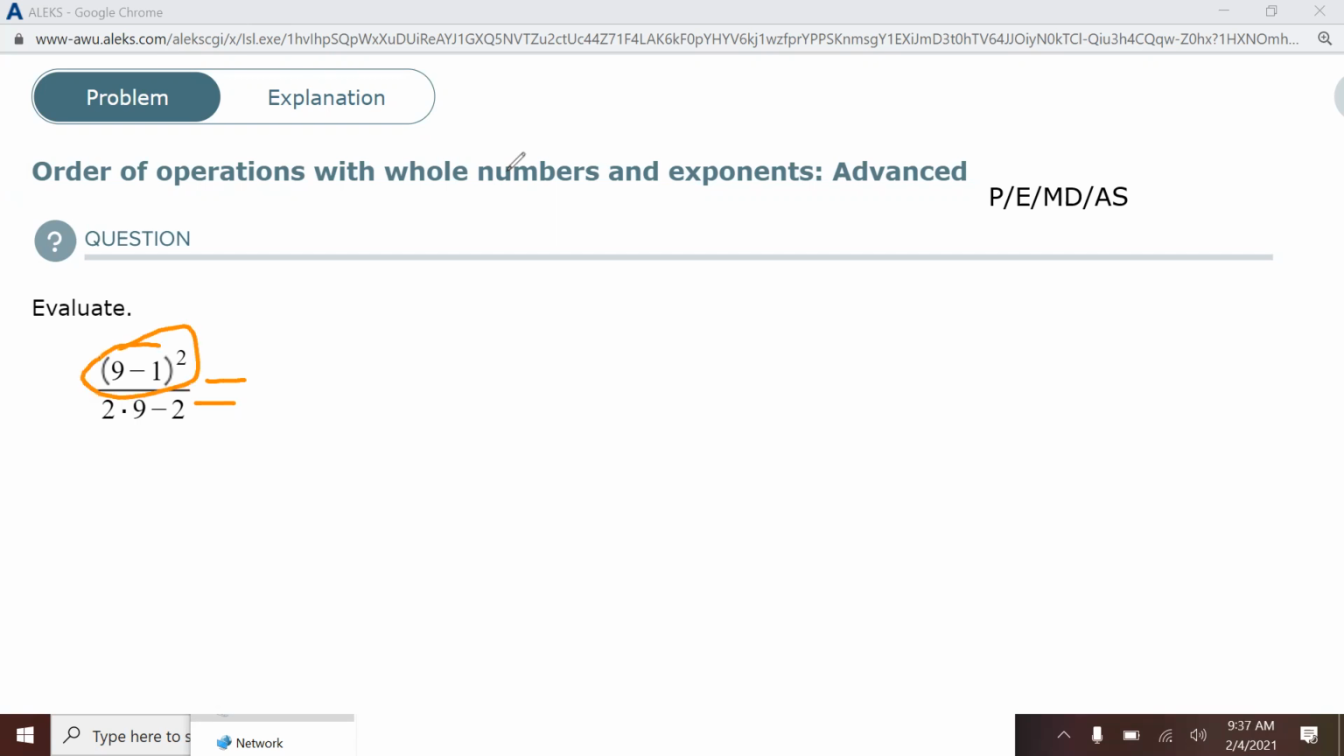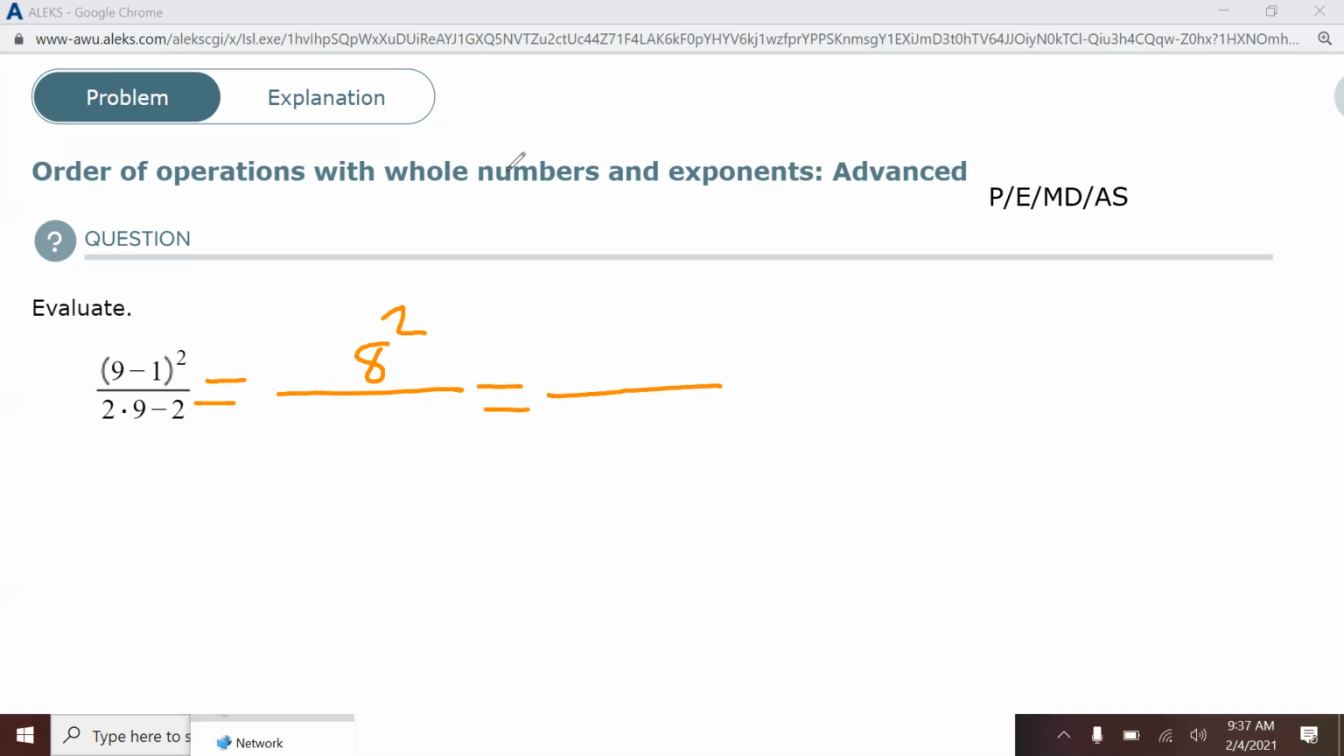On top, are there any parentheses? Yes, there are. Therefore, I will work inside the parentheses first. Inside the parentheses, are there any exponents? No. Inside the parentheses, are there any multiplications or divisions? No. Are there any additions or subtractions? Yes. So I evaluate the addition, or well, the subtraction, and I get 8. I could keep the parentheses around the 8, but I don't need to because it is now just a single number.